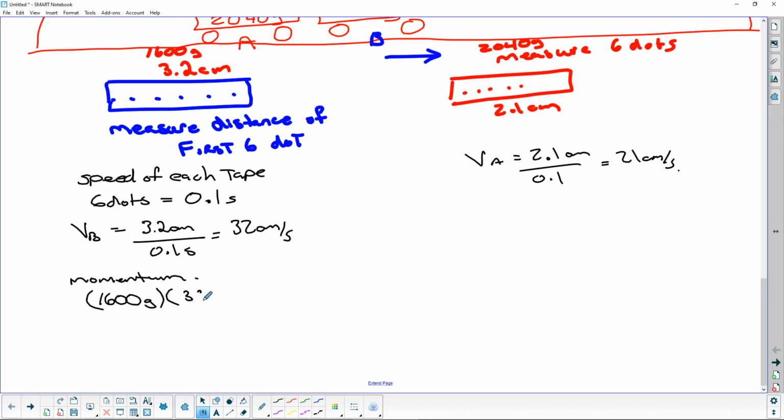And 32 centimeters a second. Okay, take your calculator out. And I get 51,200. Okay, so that's the momentum of cart B. Okay, we do cart A over here. Okay, we're going to use this speed and the heavier mass.